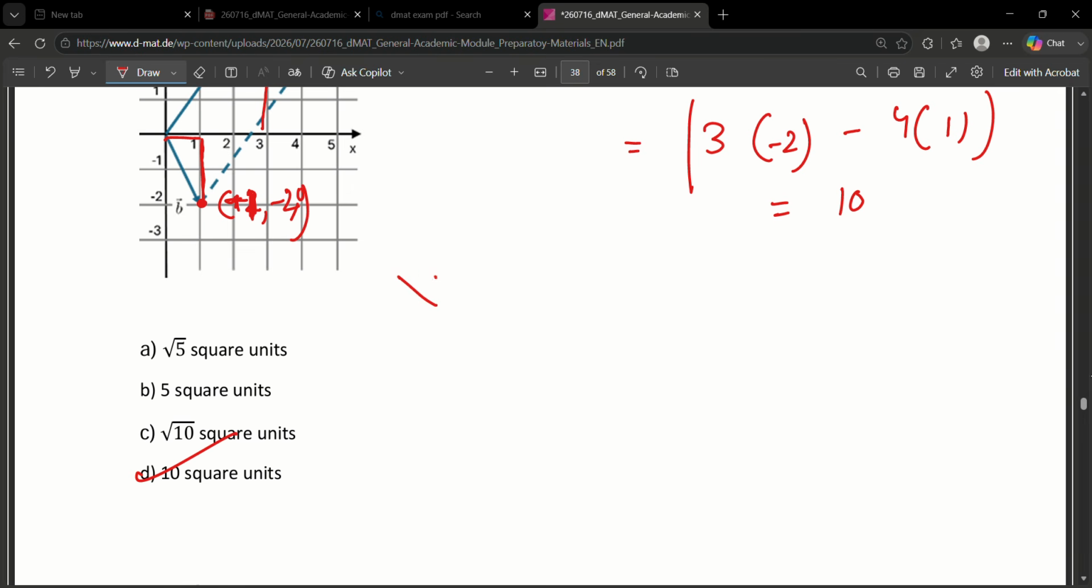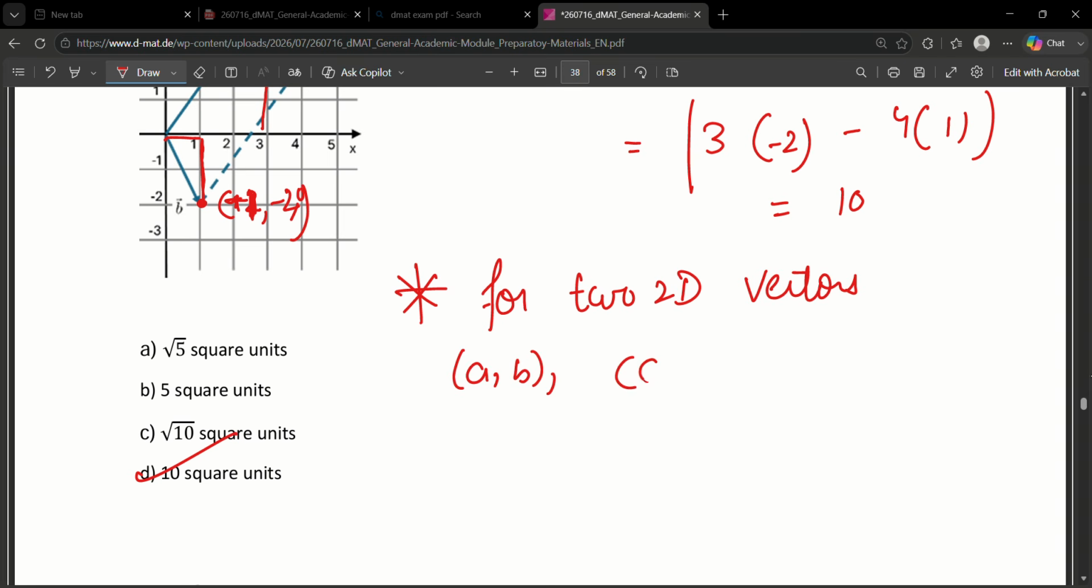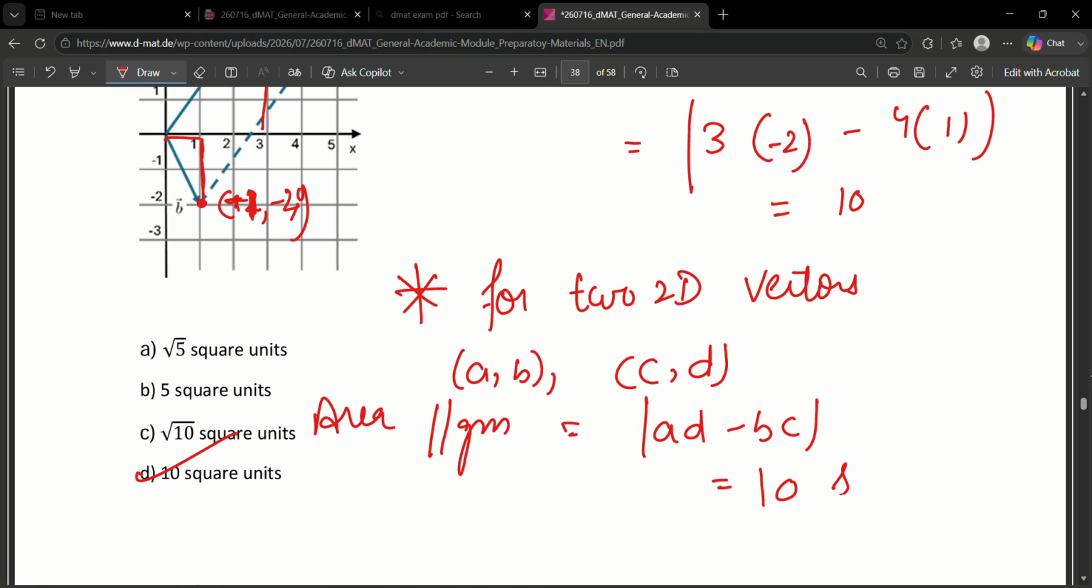I can give you one more tip here. That is a quick shortcut. For 2D vectors, if you have A, B and C, D, you don't have to take the third coordinate 0, but they have specially mentioned it in the question, that's why we have taken 0. But if you just have 2D vectors and you have to find the parallelogram area, you are just going to use this formula AD minus BC. That will also result in 10 square units here.